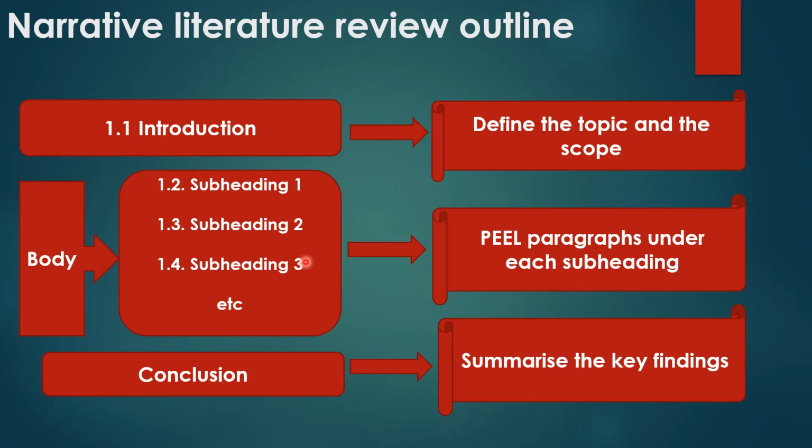When you have a subheading, it becomes easy to look for points and discuss under that subheading. You understand? Each point should be developed into a paragraph, so it becomes a paragraph theme. Under each subheading, you should have different paragraph themes that are developed into paragraphs using the PL approach. That's exactly what I'm saying here. Then sometimes at the end of your literature review, you can have a conclusion. Some people don't have it. It's still fine.